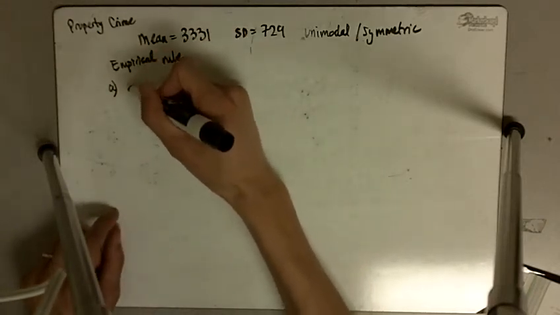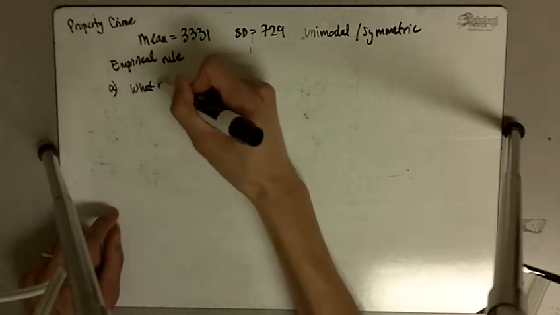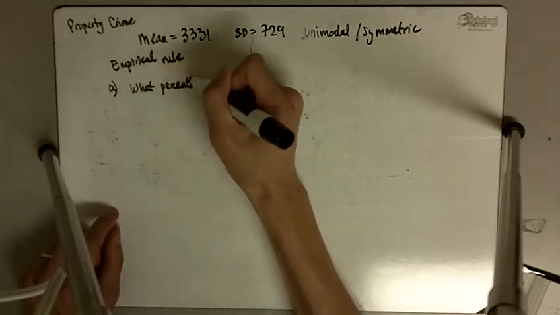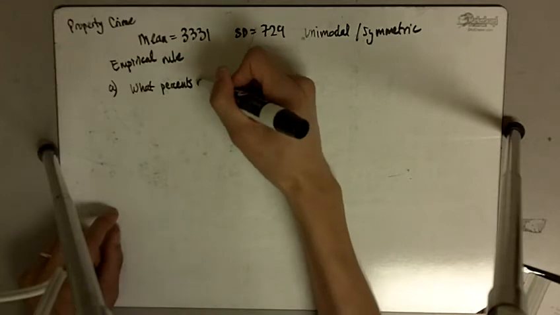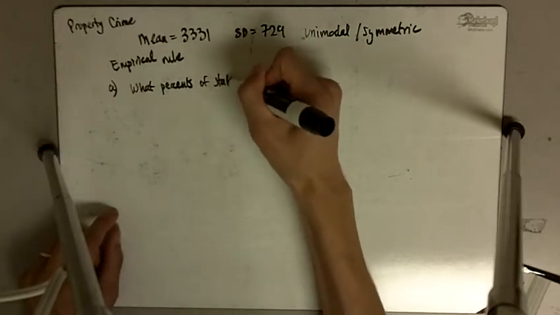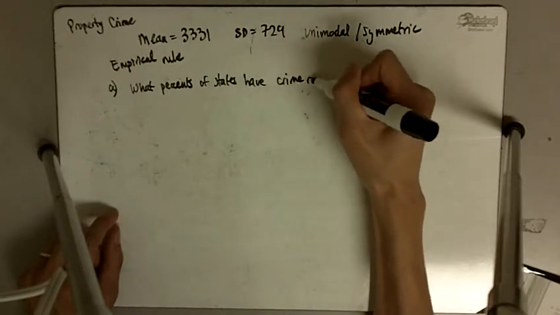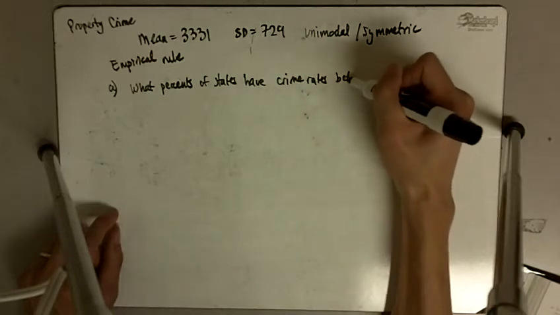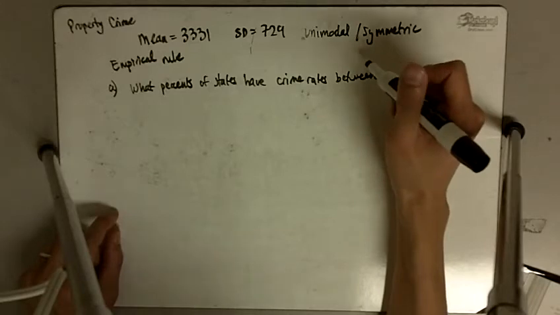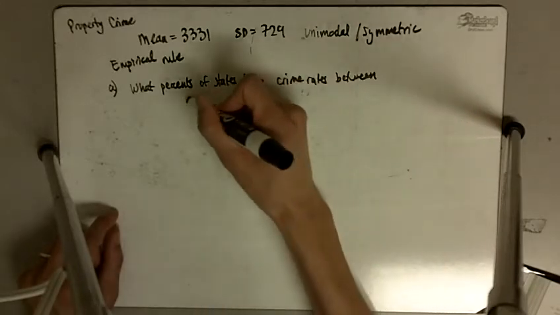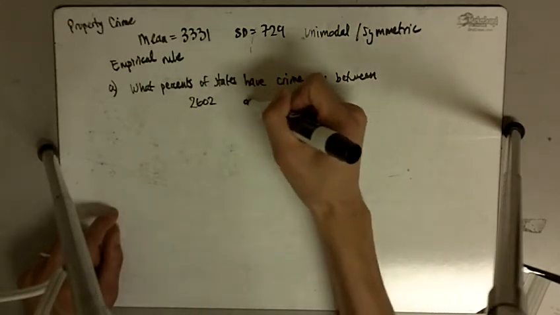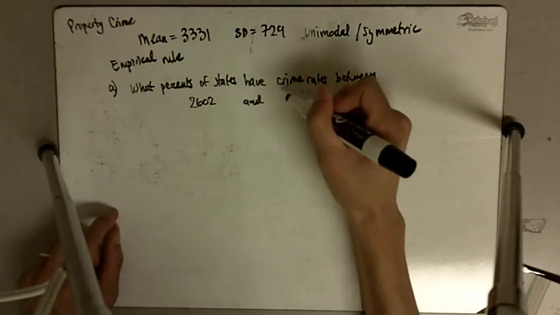So here we've got what percent of states have crime rates between, what does it say, 2602 and 4060.